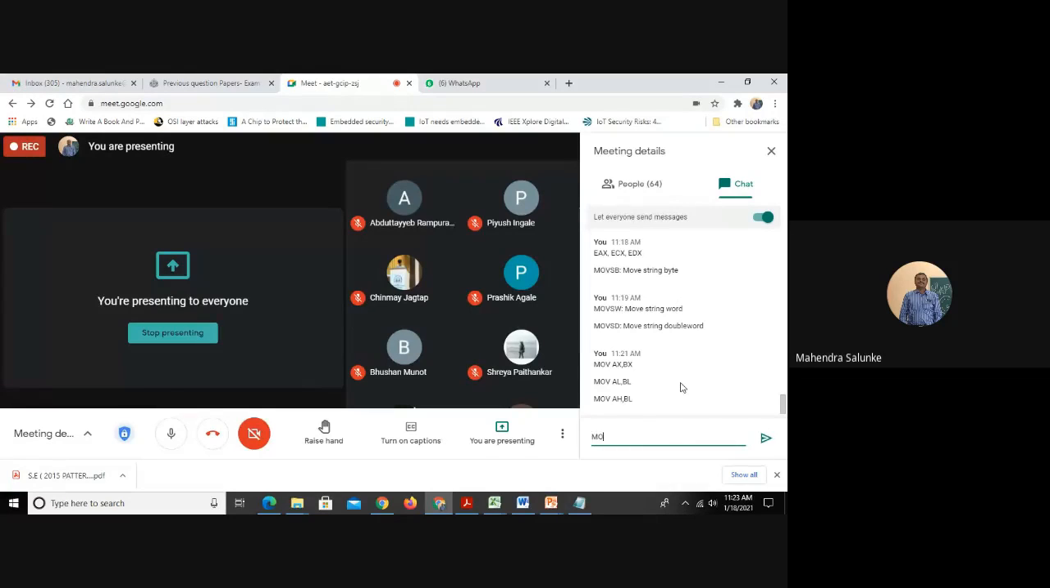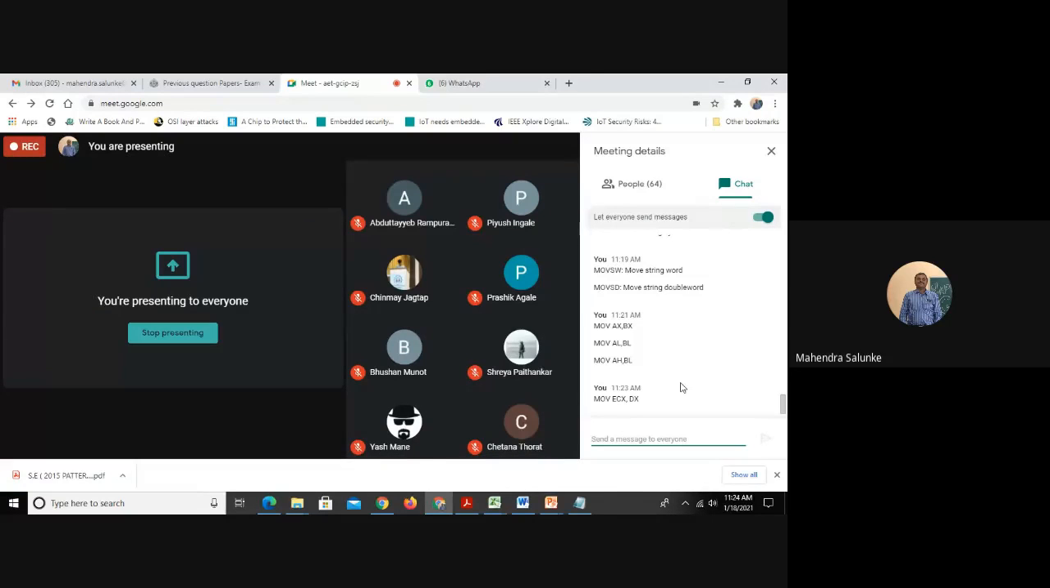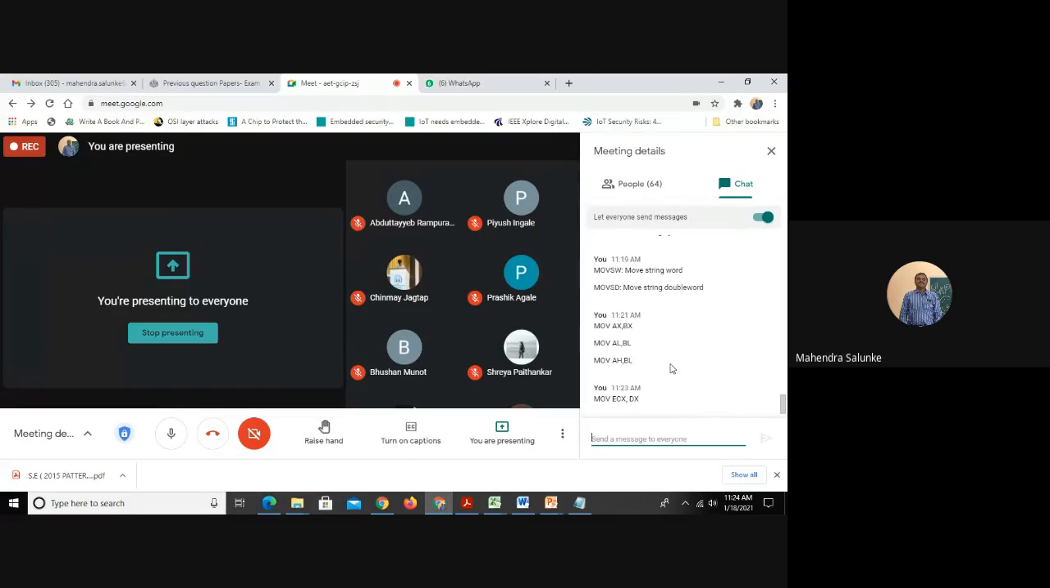Now I am writing one instruction, say MOV ECX, DX. This is the instruction that I am writing. Now, what is your view about this instruction? Is this a correct instruction? First question. If it is correct, then how much data is it moving? If it is not correct, then why is it not correct? MOV ECX, DX.